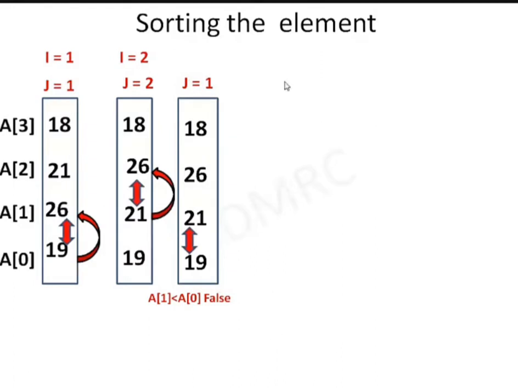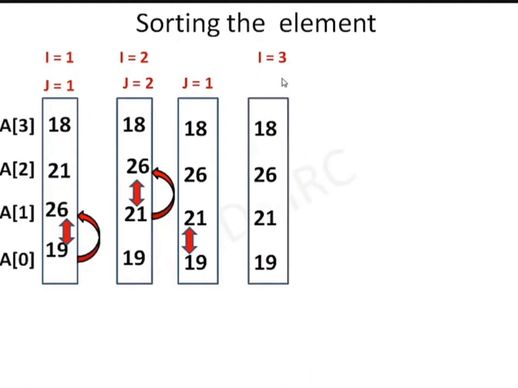What I do, I will increment the value of i. So i is incremented to 3. Now j gets the value of i, so j is also 3. That is greater than or equal to 1. So I will start comparing these two elements, A of j and A of j minus 1. A of j is lesser than A of j minus 1. What do I do? I will interchange these two values. So 26 goes to here, 18 comes to here. j is decremented to 2.